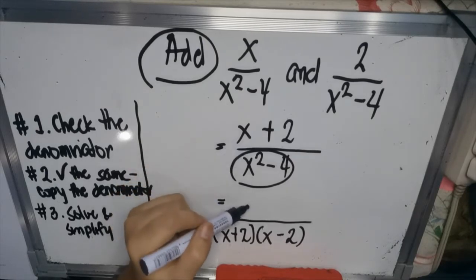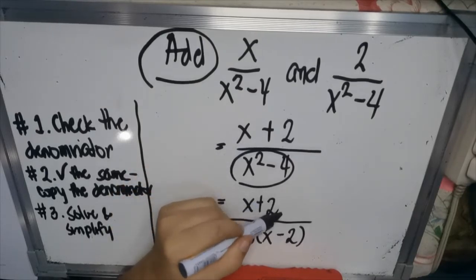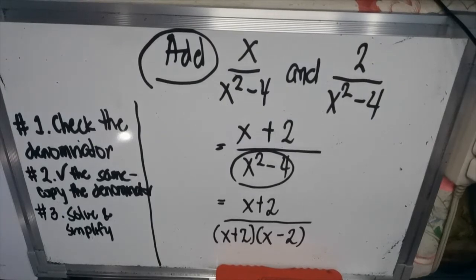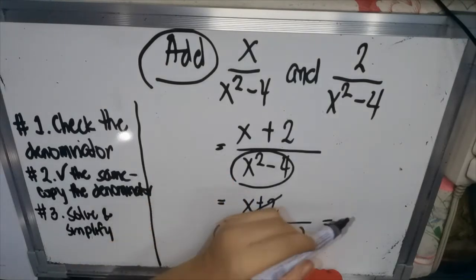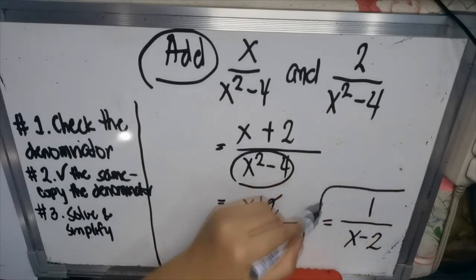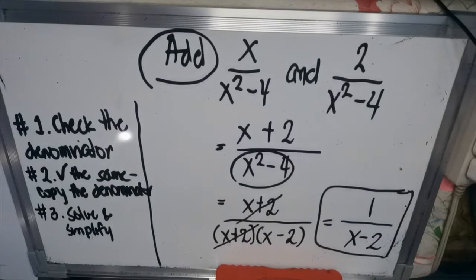And then, on the numerator, we have x plus 2. And, kung mapapansin nyo, pwede na natin i-cancel si x plus 2 both sa numerator and denominator. So, cancel out na natin yan. Matitira is 1 over x minus 2. And that will be our sum. Sum ng x over x squared minus 4 and 2 over x squared minus 4. Naiintindihan ba? So, let's have last example.